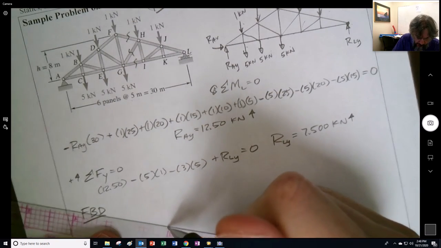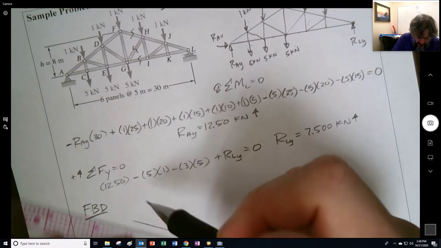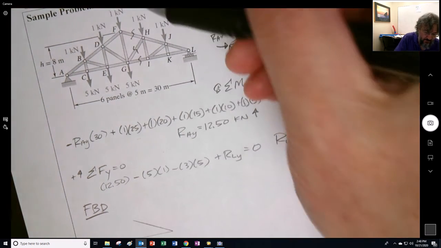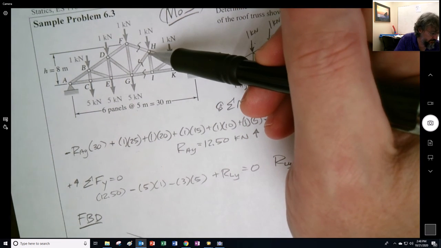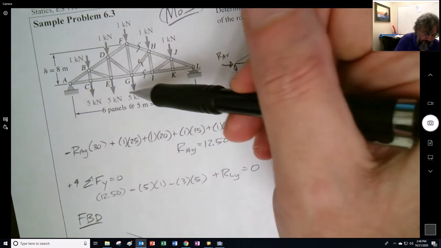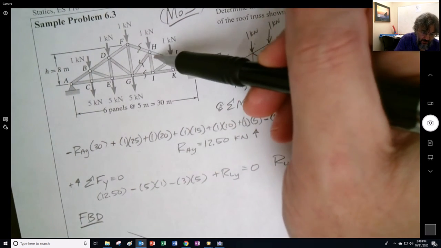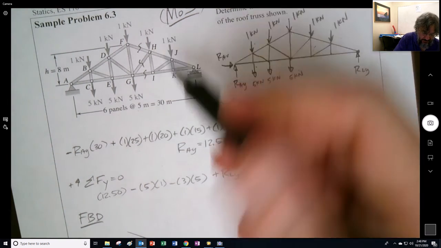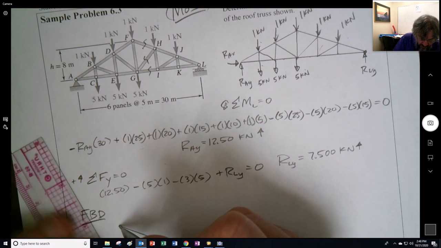Literally. Yeah. Let's see. So I'll draw this section right here. My strategy is that I'm going to try to find, first, FGI, the one that's in between here. I'm going to do it by taking the sum of the moments about H, and the idea there is that we want to get rid of as many unknowns as we can.